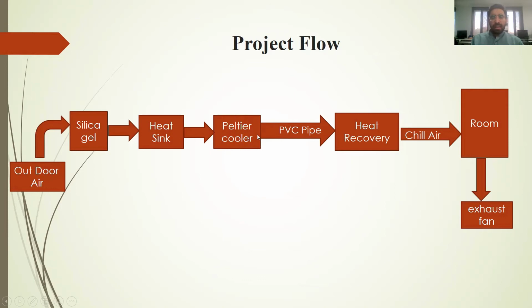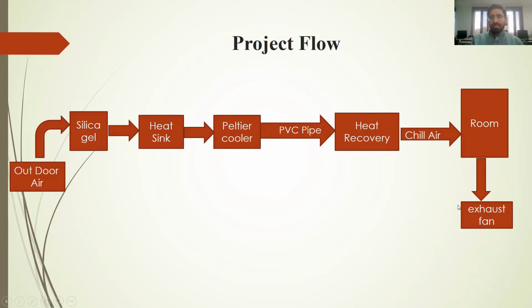Then this air, with the help of a PVC pipe, enters into a heat recovery wheel, where the temperature is lowered again, and then the chilled air enters the room, and on the other side the hot air is exhausted with the help of an exhaust fan.